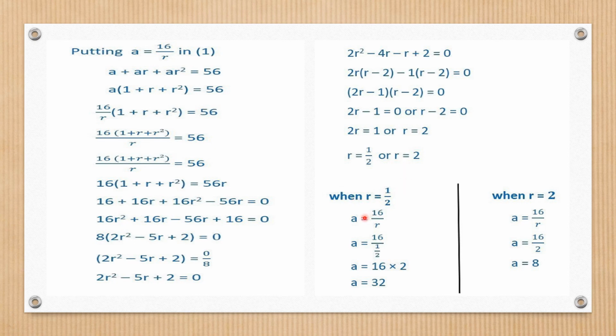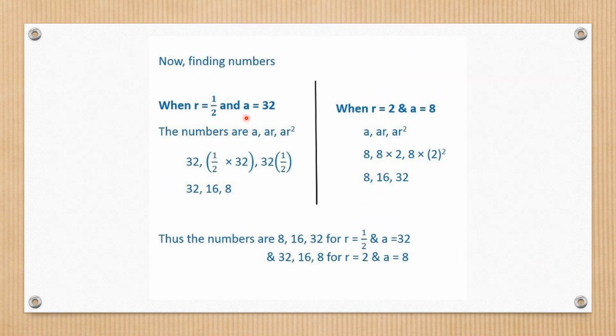So when R is half, your A is 16 by R, that is, it becomes 32. And when R is 2, your first term becomes 16 by 2, that is 8. Now when R is half and A is 32, let us find the numbers. They were A, AR and AR square. So they will come out as 32, half into 32 is 16, and 16 into half is 8. Similarly, when R is 2 and A is 8, they will turn out as 8, 16 and 32. So if R is half, they will be in reverse order, like 32, 16 and 8. And if R is 2, they will be like 8, 16 and 32.